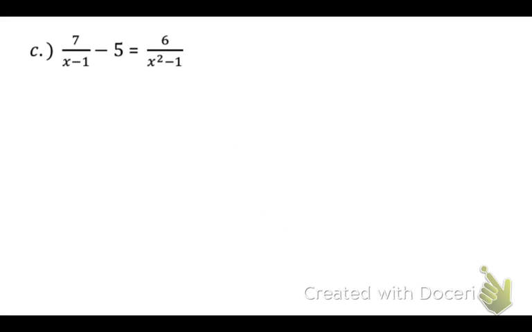So on this one, I'm going to factor that first denominator as x plus 1 times x minus 1. And then my common denominator will be that, x plus 1 times x minus 1. The order doesn't matter there. And hopefully you're getting this process. So take the entire equation by that common denominator over 1.